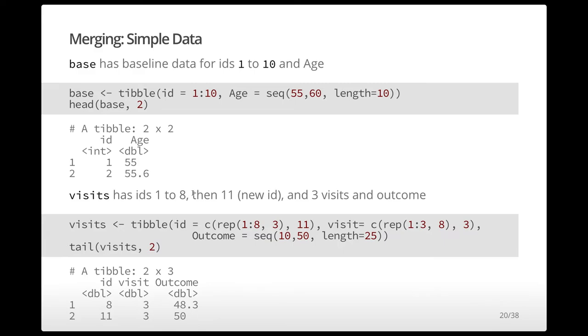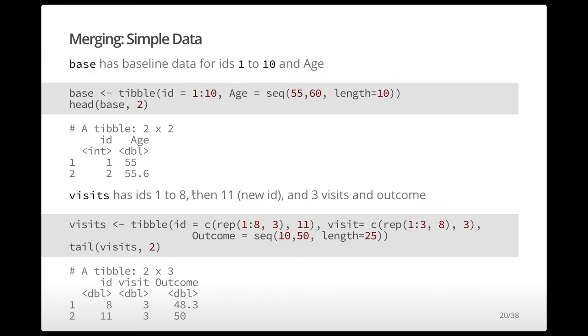Base is just going to be a data set where we have 10 IDs, so 10 patient IDs or whatever. We have the ages for each one of those people. And the IDs are from 1 to 10. Okay, so 10 people showed up at baseline, and we recorded their age. Visits has IDs 1 to 8. IDs 1 to 8 showed up, and they had some outcome measure. But this new person came in, ID 11.